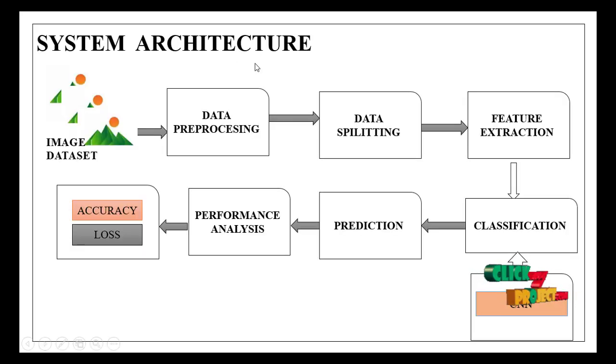This is the system architecture. From the image dataset, we pre-process the data and split the data. Extract the features according to the classes. Classification: the CNN algorithm is applied for the classification. In prediction, we predict what class it belongs to, and then the performance analysis, accuracy and loss.